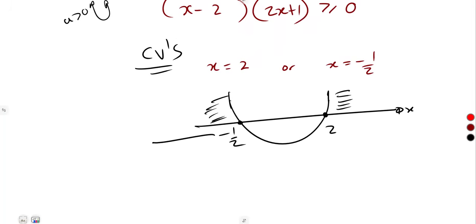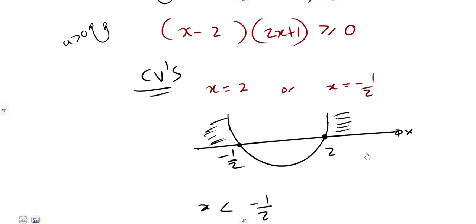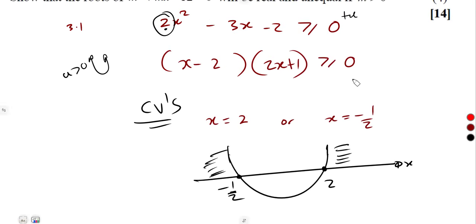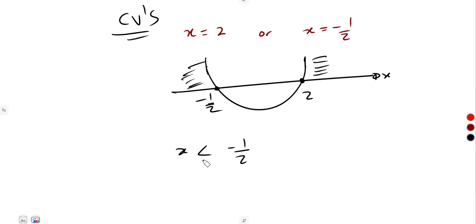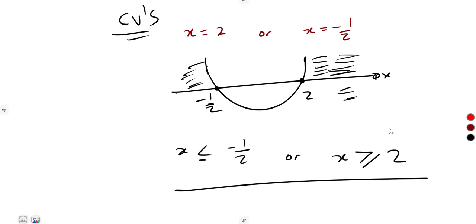On the left side of minus 2, these values are less than minus half. But there is an equal to here in our question, so you must also put that in our answer. Another solution will be values on the right side of 2. They are greater than what? They are greater than 2, so greater than or equal to 2. So that is going to be our solutions at the end.